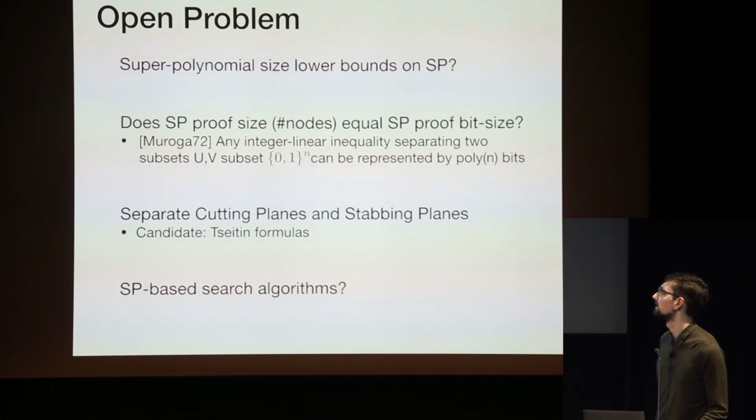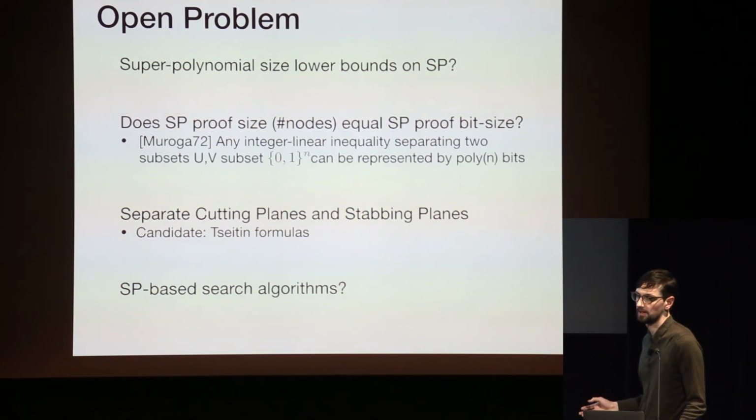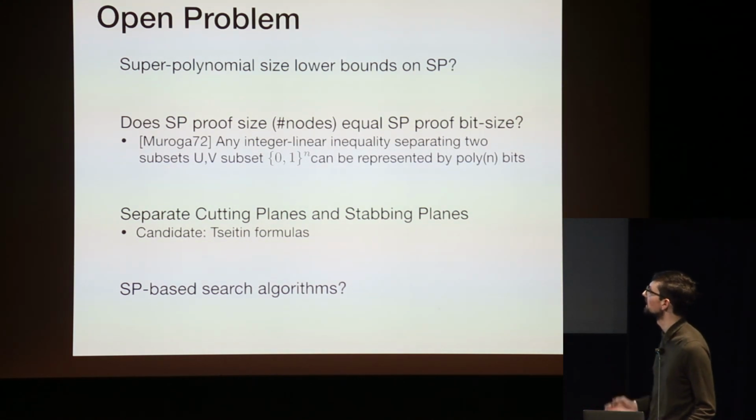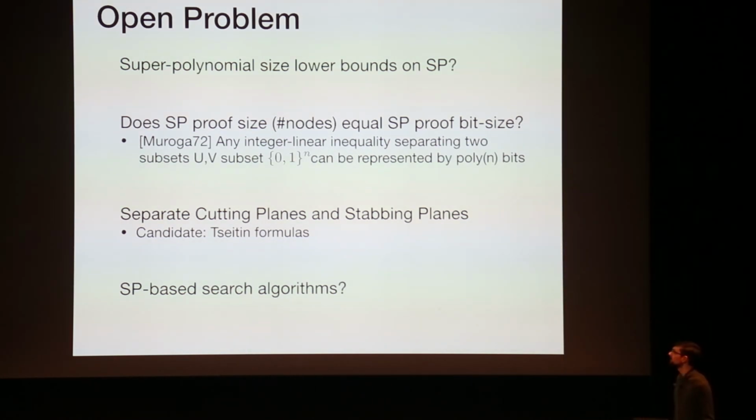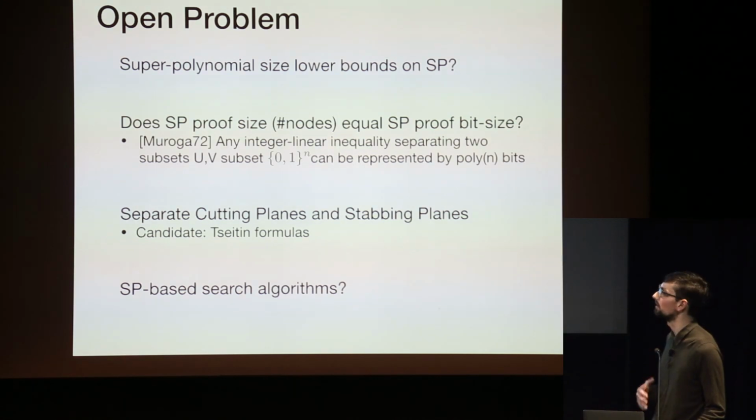Okay, so open problems: superpolynomial lower bounds on stabbing planes proofs. We measure stabbing planes size as the number of nodes, but we're not actually sure whether this is equal to the bit size needed to represent the proof. To show this, we would need to show that each inequality in the stabbing planes proof can have its coefficients represented with a polynomial number of bits. So this is the case for other integer linear inequality-based proof systems, such as cutting planes. And furthermore, there's a result by Muroga from '72, which says that any integer linear inequality separating two subsets of Boolean vectors can be represented by a polynomial number of bits. So we're hoping that this can be modified in some way to work for stabbing planes.